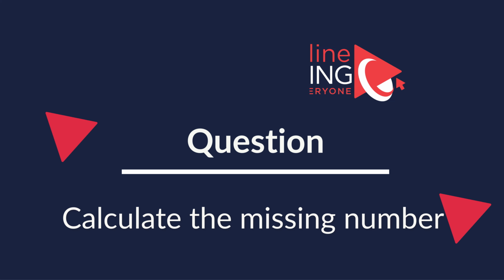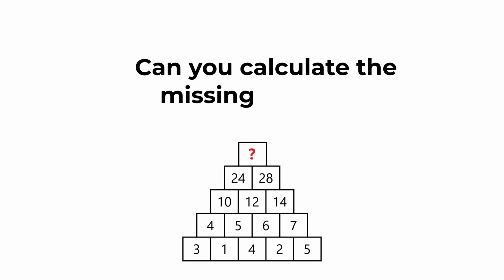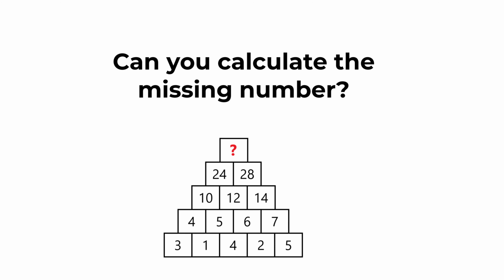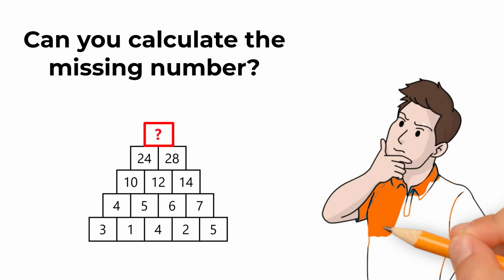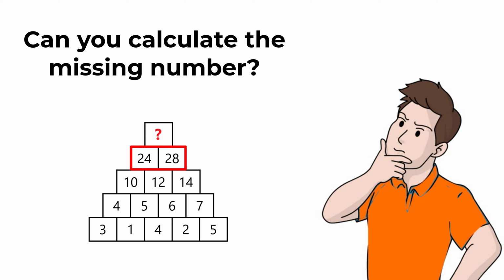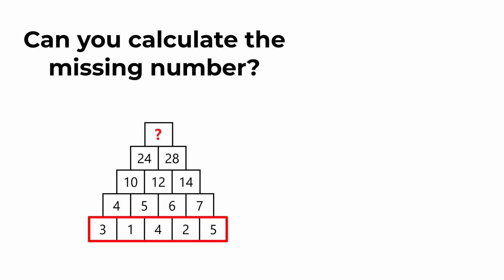Here's one of my favorite questions, and it is my favorite because it is so unusual. You are presented with a pyramid. The pyramid contains 5 different layers. If we go from the top to the bottom, you have a question mark. This is the number that you need to uncover. The next layer contains numbers 24 and 28. The layer below this contains numbers 10, 12, and 14. The next layer has 4, 5, 6, and 7. And the last layer has numbers 3, 1, 4, 2, and 5.